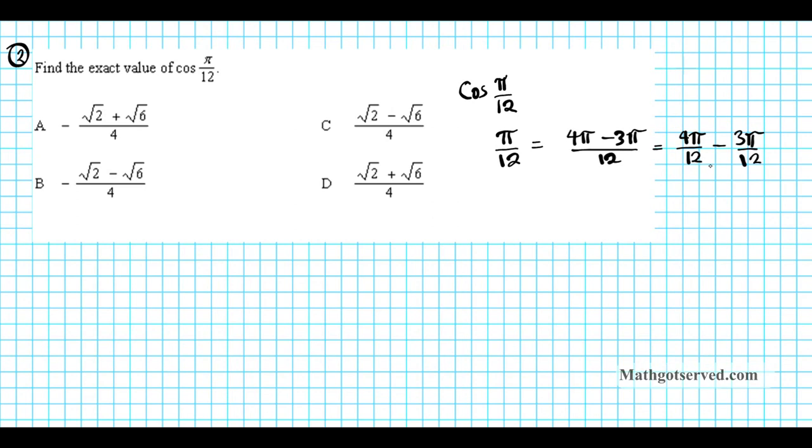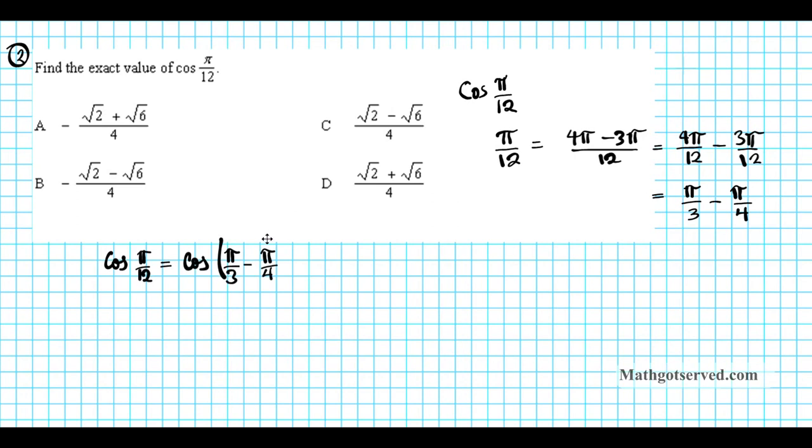Okay, and then reduce this becomes pi over 3 minus, and this becomes pi over 4. All right, now this is 60 degrees and this is 45 degrees. So if you wanted to use degrees, this would be 15 degrees, and then you can just use 60 minus 45. It makes no difference. All right, so we know what we are doing now. We have cosine pi over 12 is equal to cosine of pi over 3 minus pi over 4.